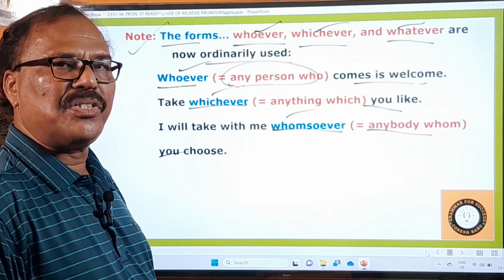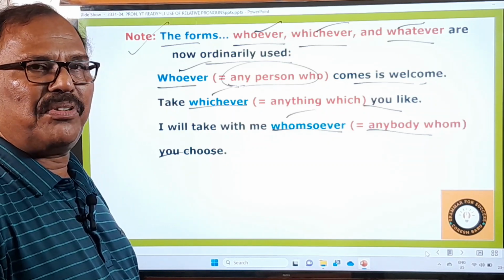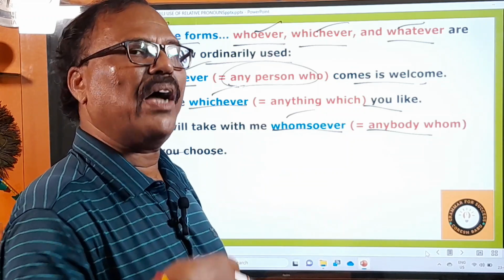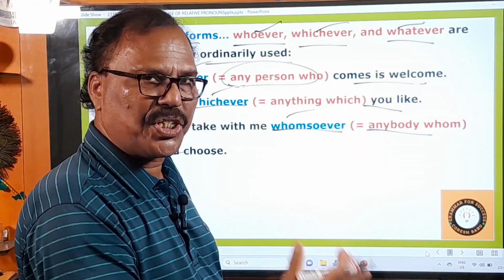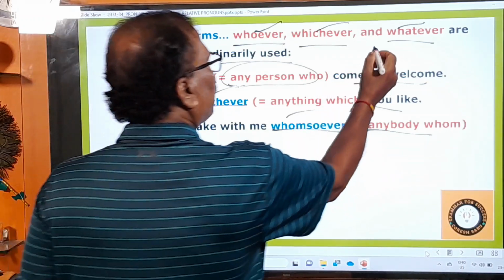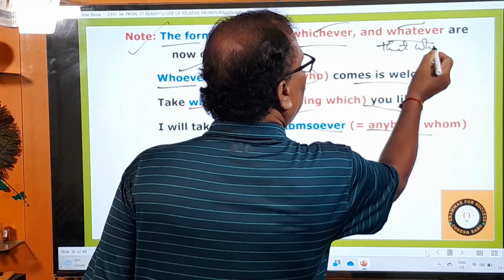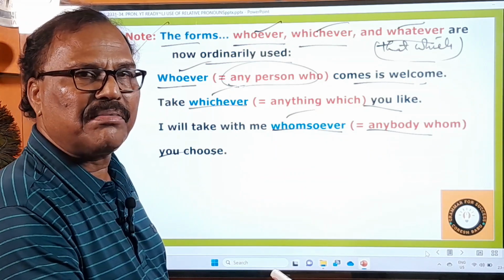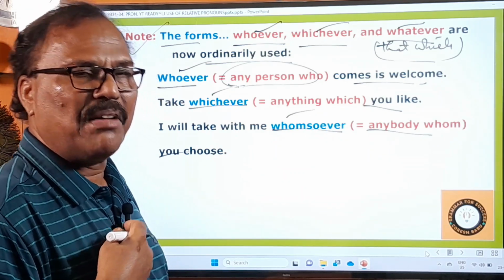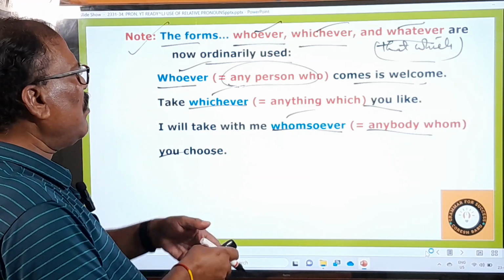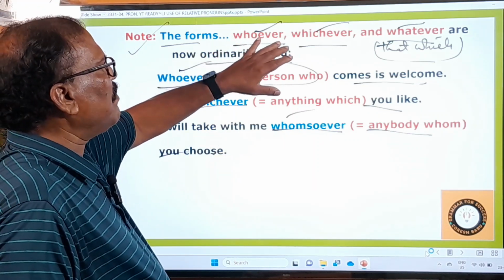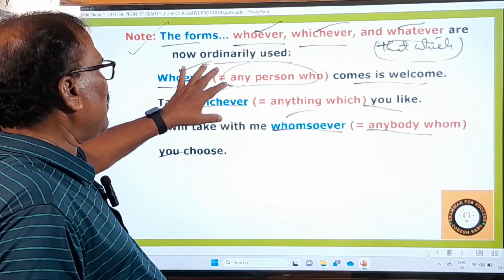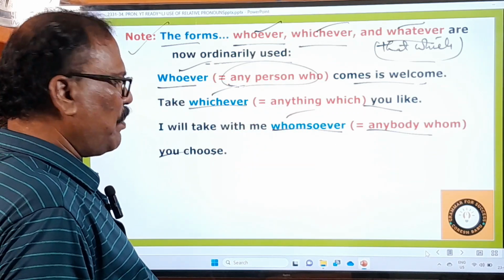Whatever is done for the sake of my children. Whatever means that which. It stands for that which. Whatever is done for the sake of my children, for the sake of my family. So like that, these are all whoever, whichever, whatever. These are all nowadays ordinarily used, commonly used. So please learn the use of these relative pronouns.